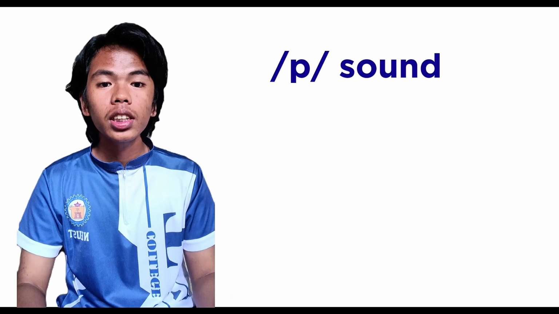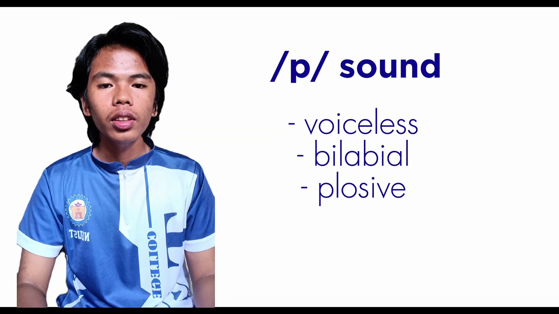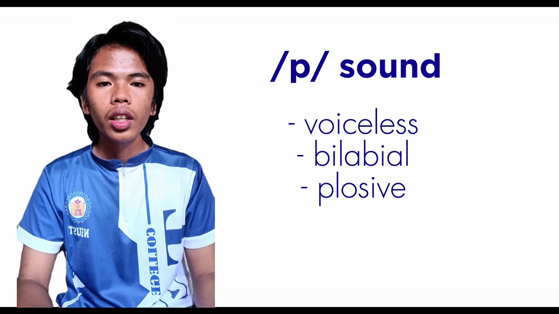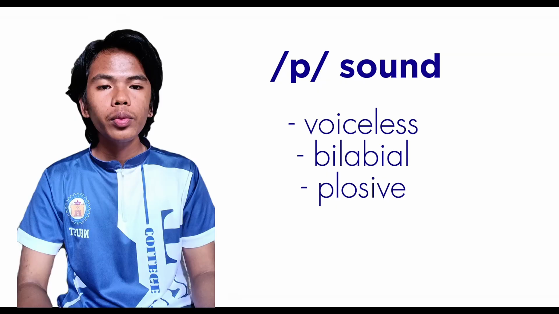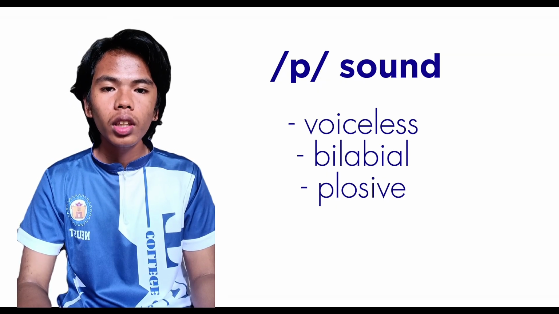Let's take a closer look at how these bilabial sounds work. So the P sound is called a voiceless bilabial plosive sound. Voiceless means just like the letter F, your vocal cords do not vibrate when you say it. Bilabial means it's made using both lips.